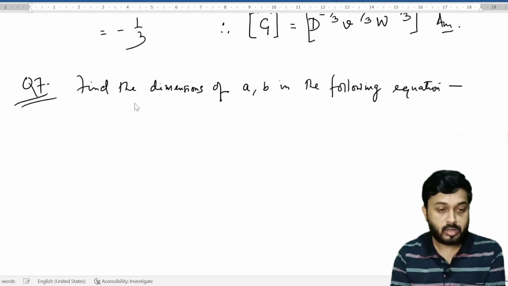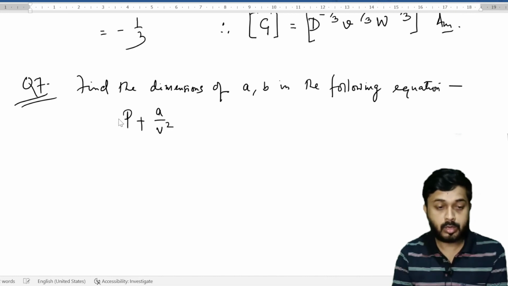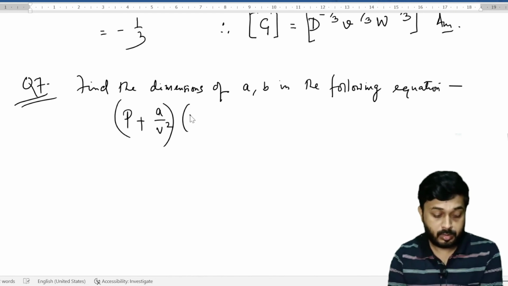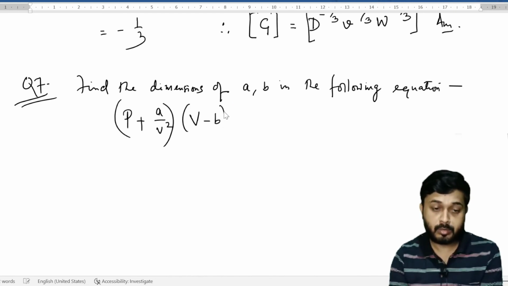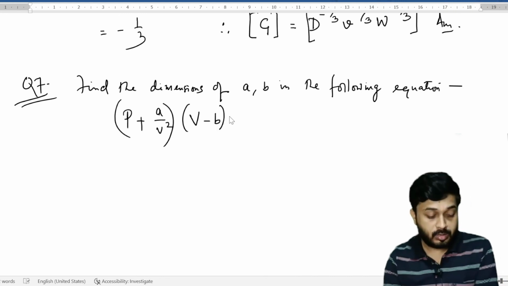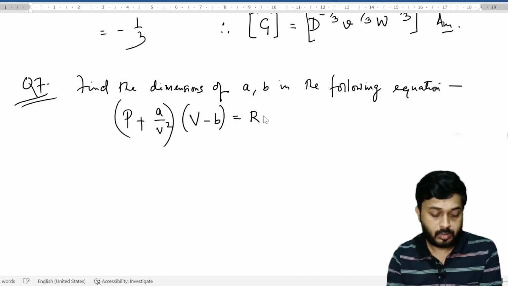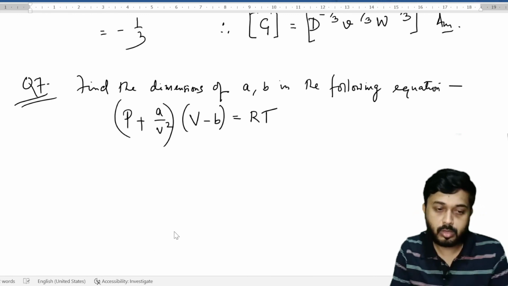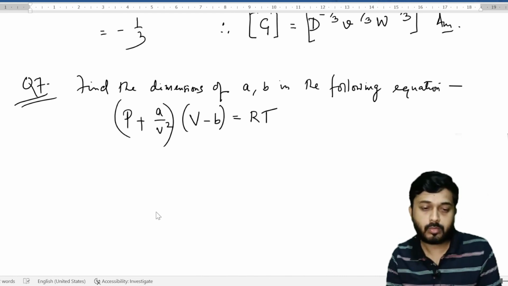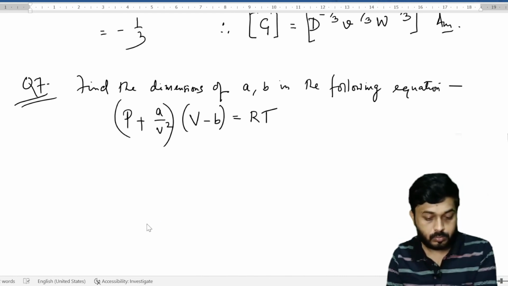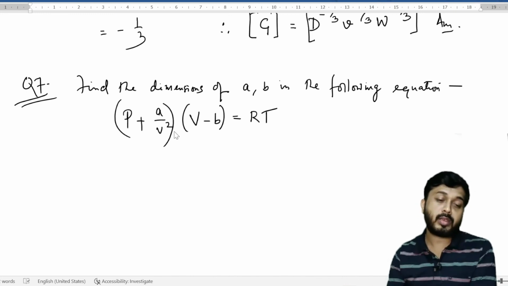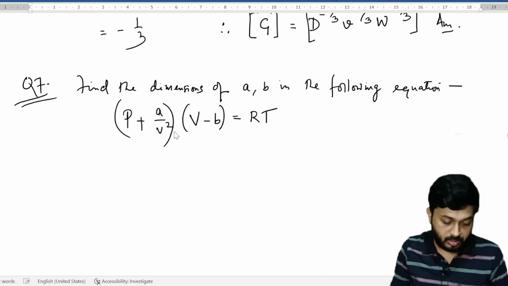What is the equation? I will look at the equation: P plus A by V square, where P and V are pressure and volume, right? Multiplied by V minus B, where B is volume here as well, is equal to RT. This is actually the rectified or corrected form of the ideal gas equation: P plus A by V square multiplied by V minus B is equal to RT.